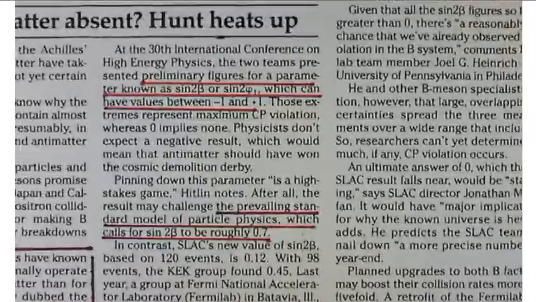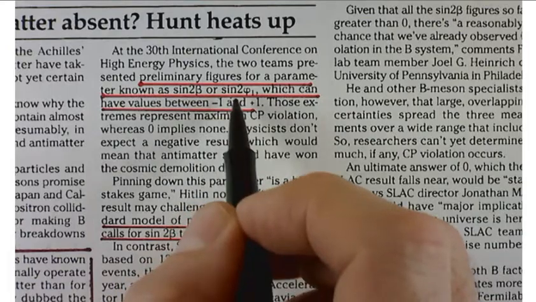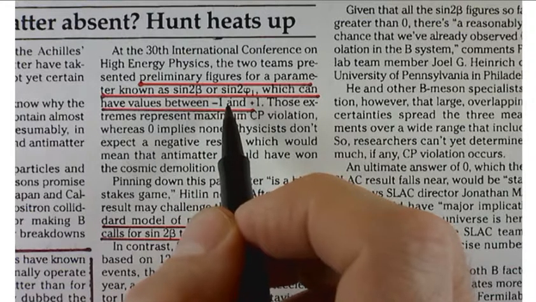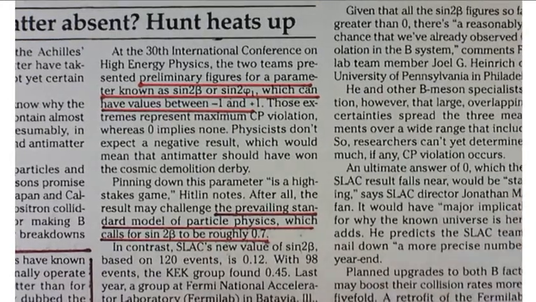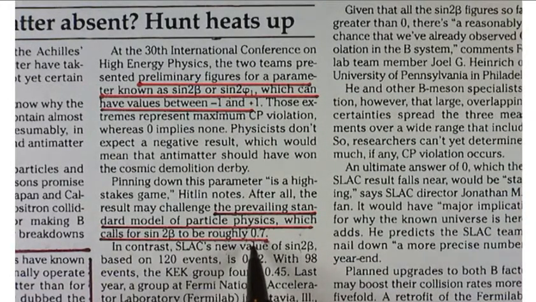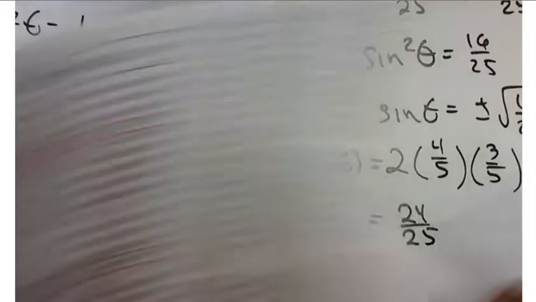Physicists are trying to determine a parameter known as sine of 2 beta and sine of 2 phi. It's exactly what we're working on right now, these double angle formulas. They think that sine of 2 beta is roughly 0.7. I have no idea what that means in terms of the charge parity, but I know what the equation represents. It just caught my attention that people are looking for the things that we're solving right now.